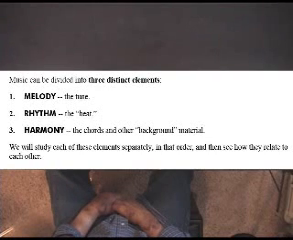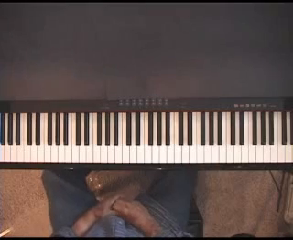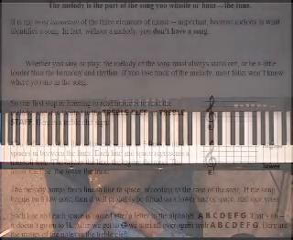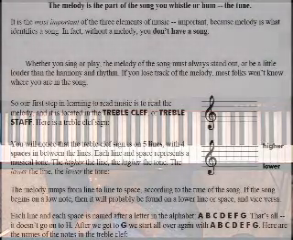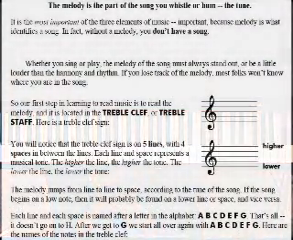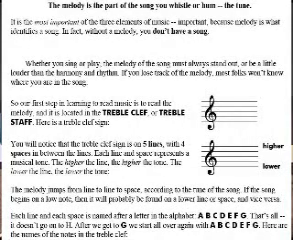So let's take a quick look, first of all, at melody. The first step in reading music is to learn how to read a melody. And the melody is the most important part of the three elements of music, because without a tune, without a melody, you really don't have a song. I mean, you can have rhythm and you can have harmony, but without a strong melody, you don't have really a song.